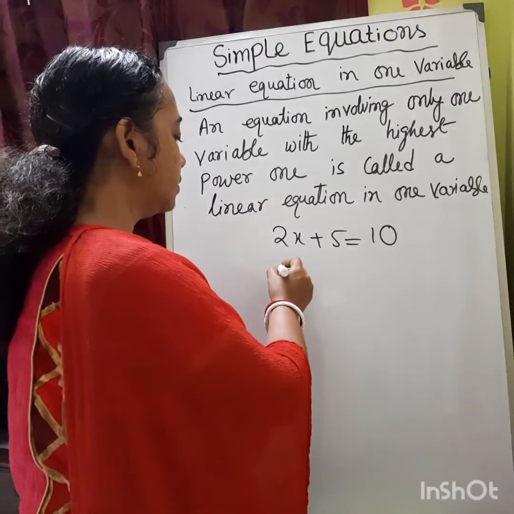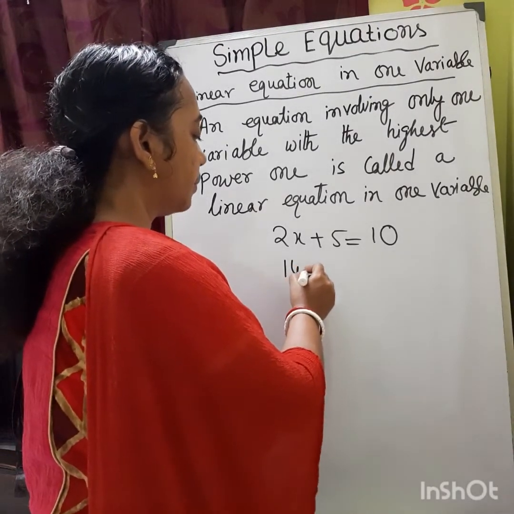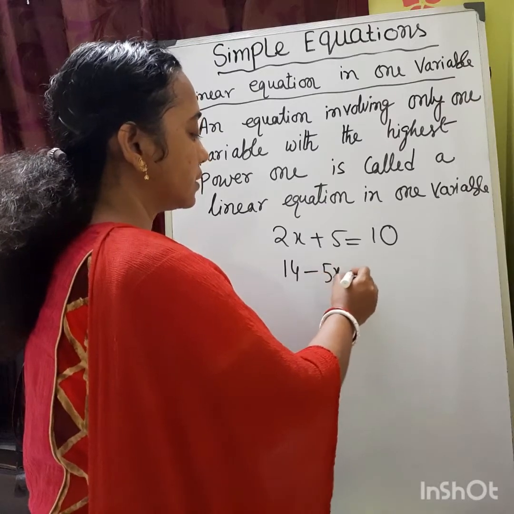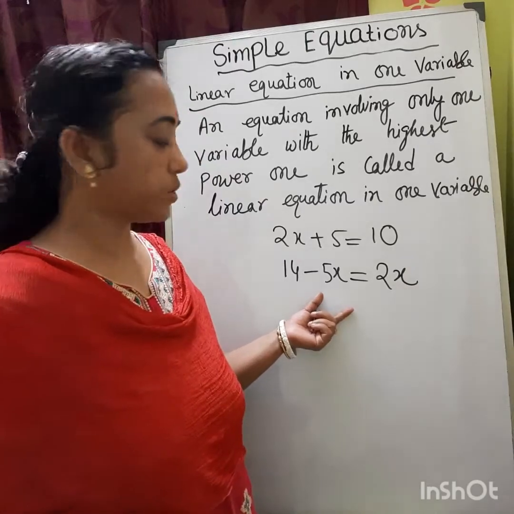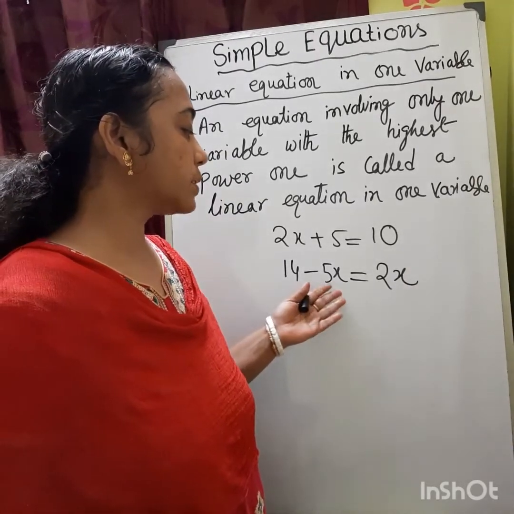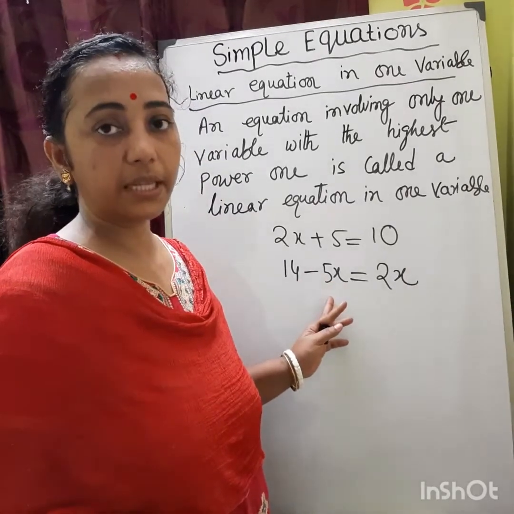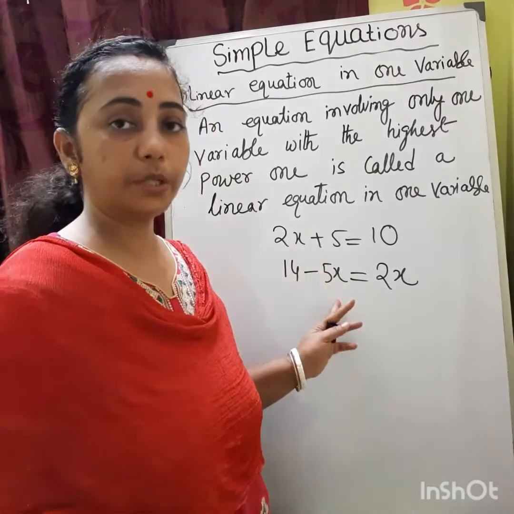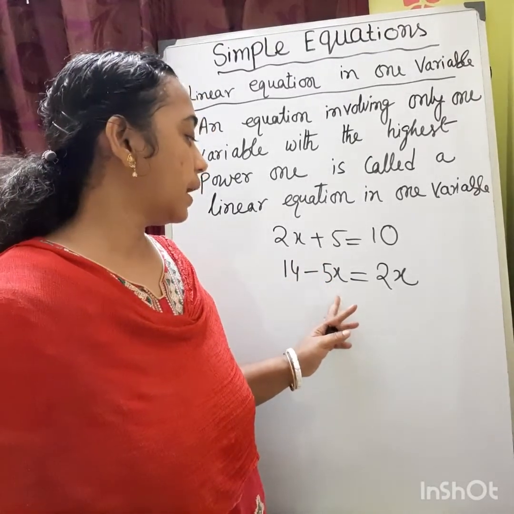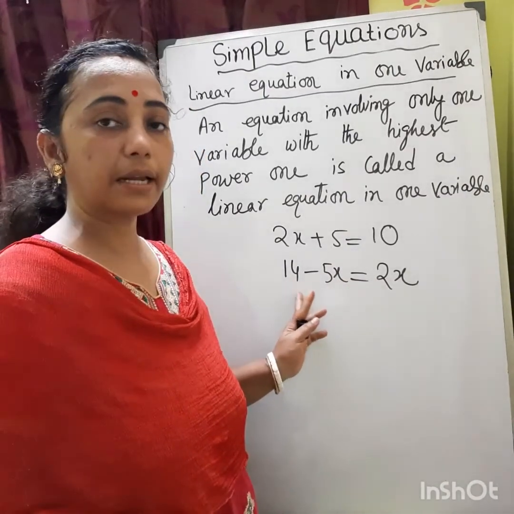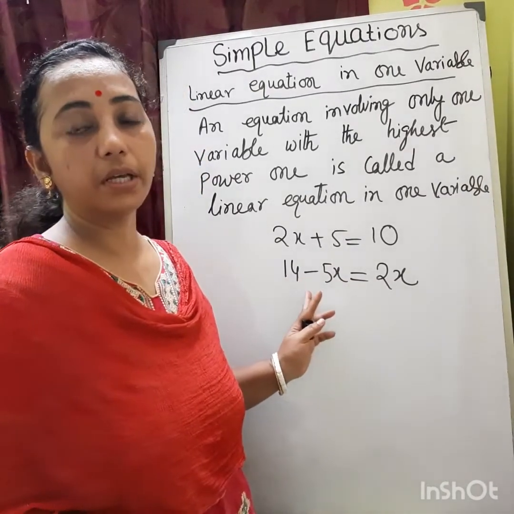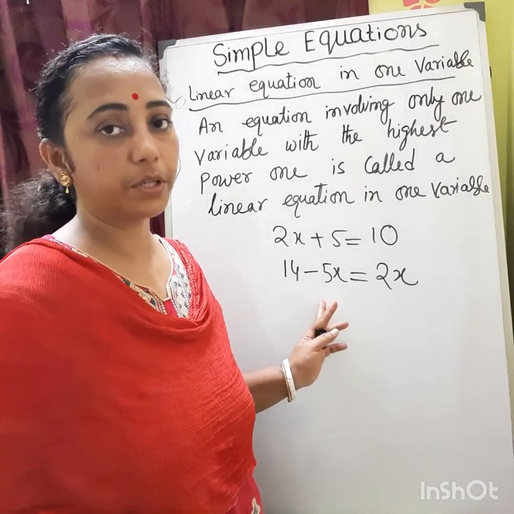For example, 14 minus 5x is equal to 2x. This is also an example of a linear equation in one variable because on both sides the same variable is present, that is x. So a single variable is present, that is x, and the power of the variable is 1. So this is an example of a linear equation in one variable.